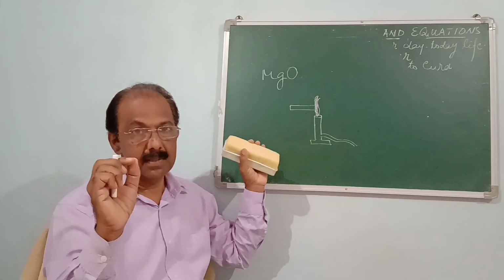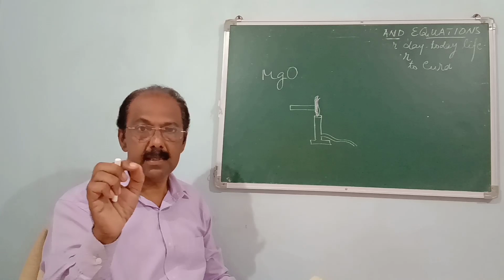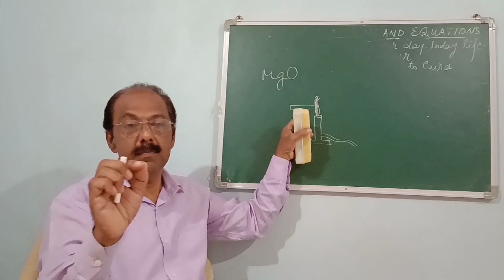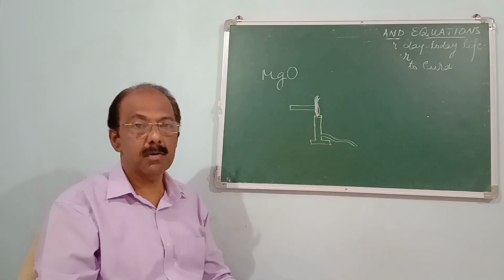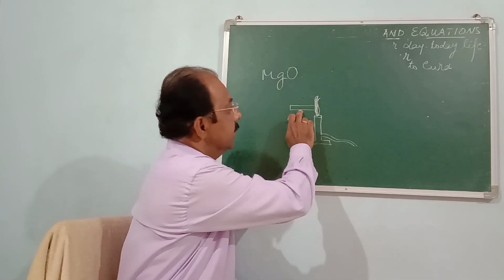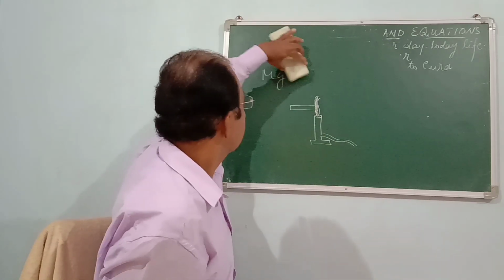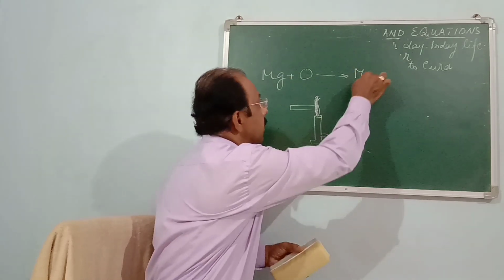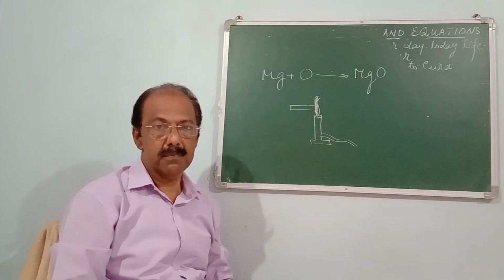So, in order to avoid this, we rub it with a piece of sandpaper. There is one question in your exercise. The piece of magnesium is rubbed before burning with the sandpaper. The reason is this: to remove this magnesium oxide, therefore it can actively react with oxygen. So while burning this magnesium ribbon in air, a reaction occurs. Of course, magnesium now reacts with oxygen and forms magnesium oxide. Magnesium oxide is formed.